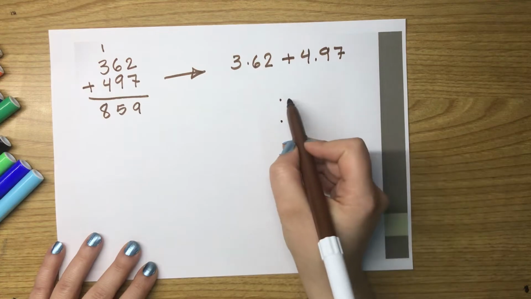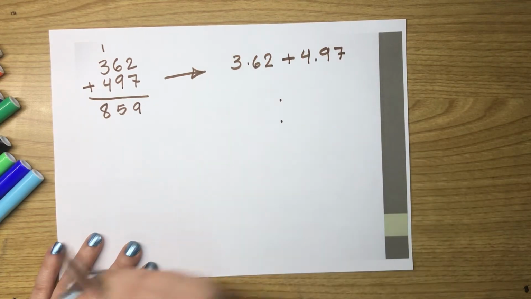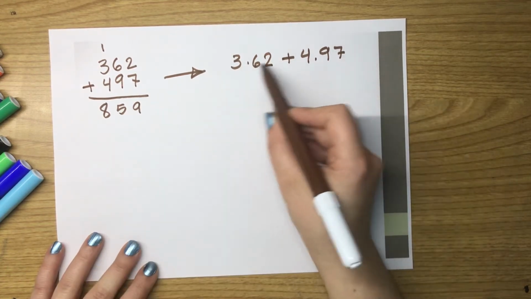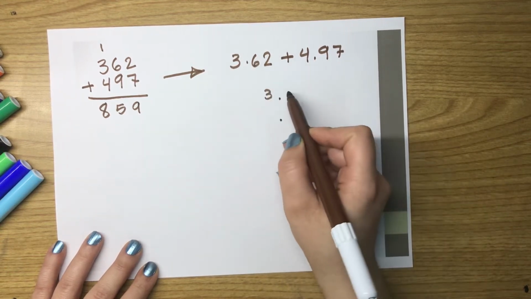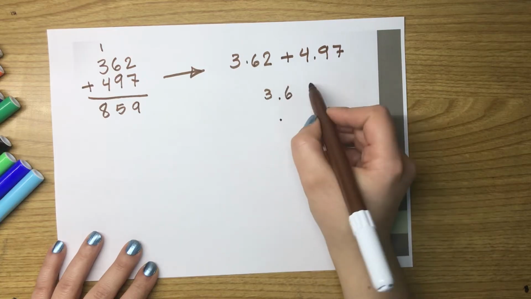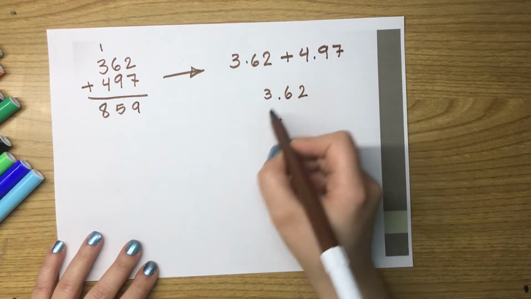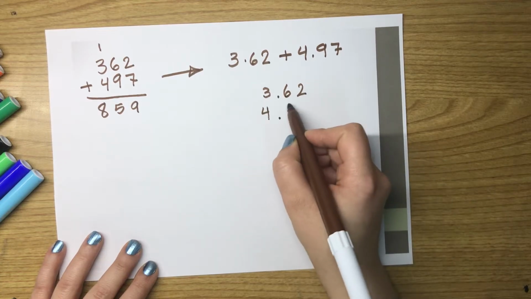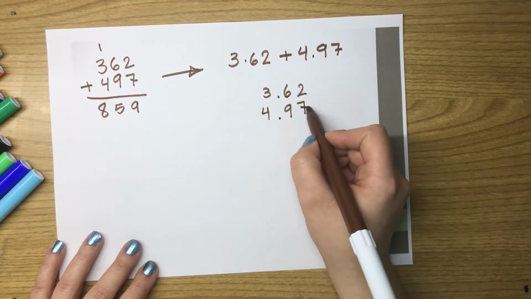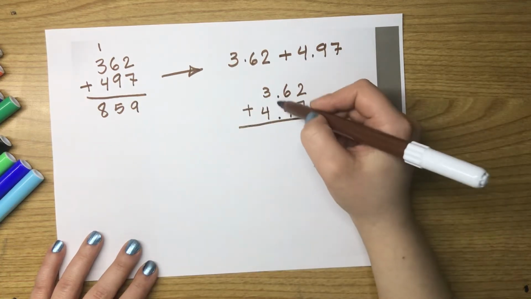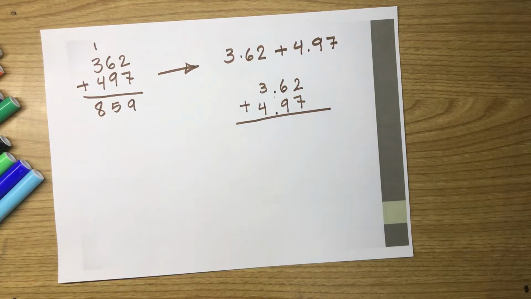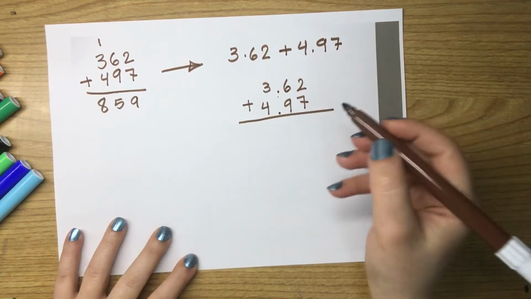Now, you have to fill the ones, tenths, and hundredths depending on each number. So we have 3 in the ones, 6 in the tenths, 2 in the hundredths. Now you fill 4 in ones, 9 in tenths, and 7 in hundredths. Now you can add. Always keep the decimal points upon each other, so you can always add correctly.